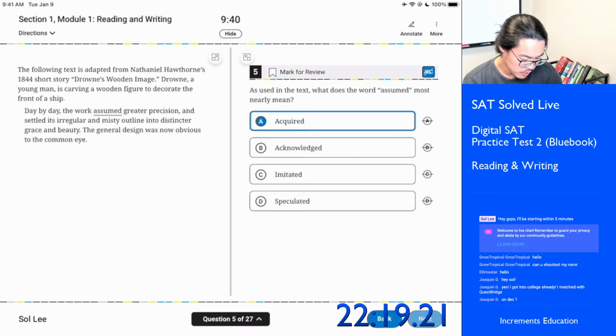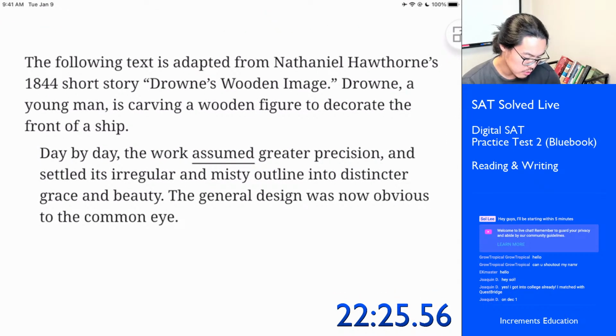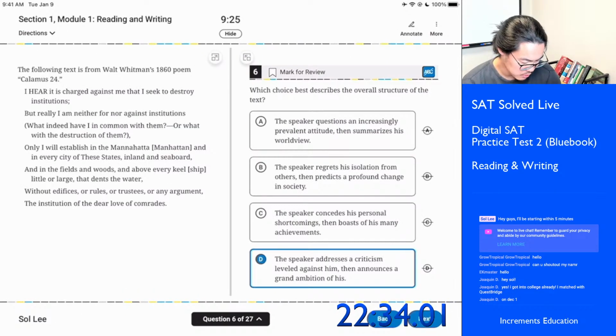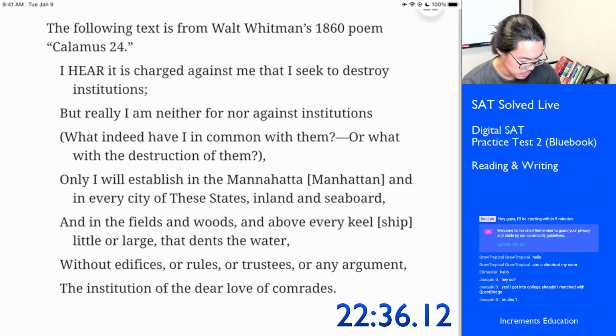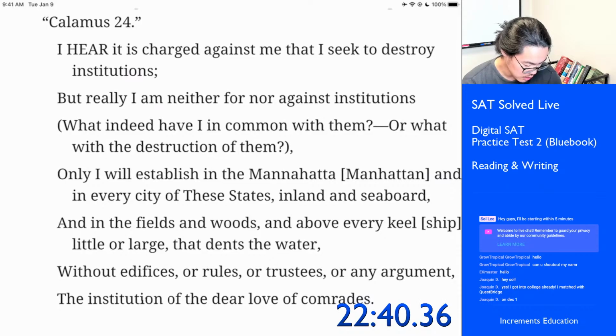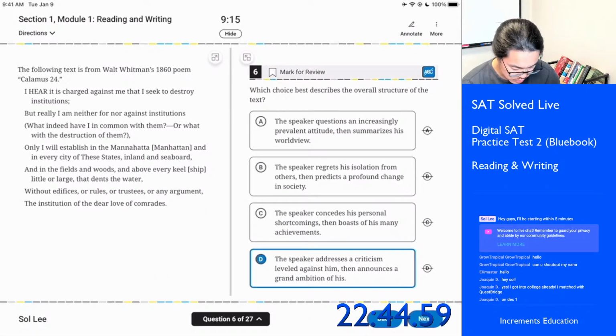We're good. She acquired, is carving, the work acquired greater precision. It took on greater precision. To distinct, yeah. So that's the only word that works. Yep, I did have to do a little bit of process of elimination there just to double check. For this one, the question is about the overall structure. I hear it's charged against me, but I reject it. I'm establishing the institution of dear love.